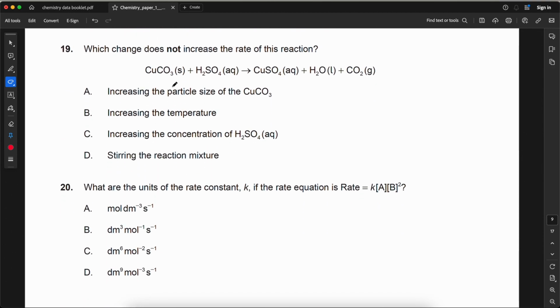Which change does not increase the rate of this reaction? Increasing the particle size of CuCO3. If the particle size increases, the surface area will be less, so the reaction will be slow. Increase the temperature, of course, the rate of reaction will increase. Increase the concentration, will have more particles, so more frequent collisions, and also stirring the reaction mixture, so you increase the collisions. So A will be the answer.